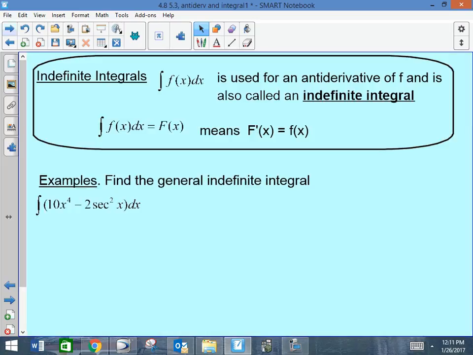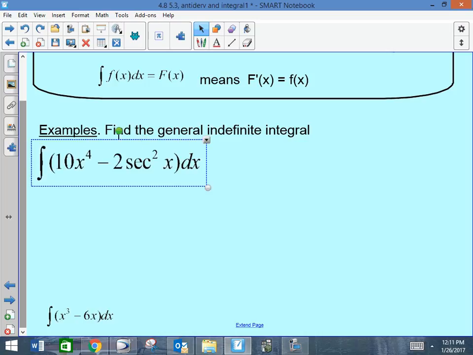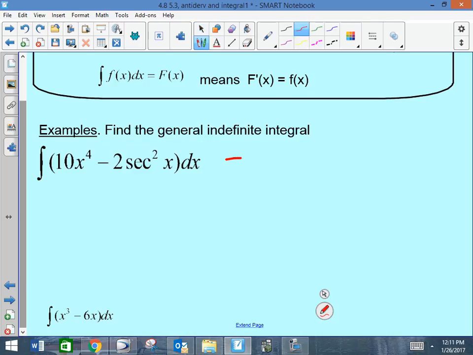All right. Okay, so I already talked about this. Indefinite integrals. That's an indefinite integral. It's the same thing as an antiderivative. Okay? They are interchangeable. So this is all the same. Let's try one: the integral of x to the 4th minus 2 secant squared x dx. We want the antiderivative, or we want the indefinite integral. Same idea. Yes, they are interchangeable words. Antiderivative. You'll see them both.